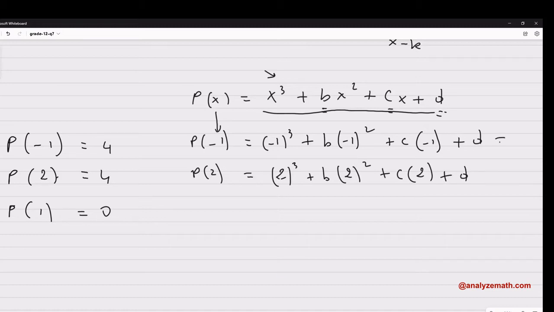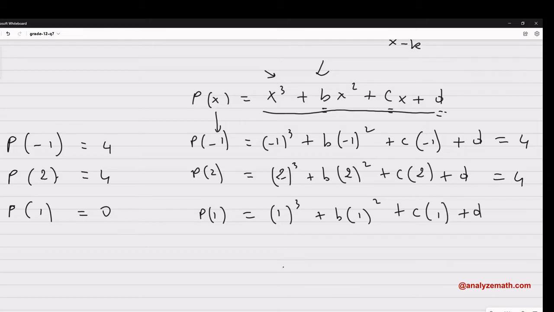Of course, this is equal to 4. This is also equal to 4. And P of 1. So you substitute again x here by 1. And it's equal to 0. We need these three equations. This is a system of equations.